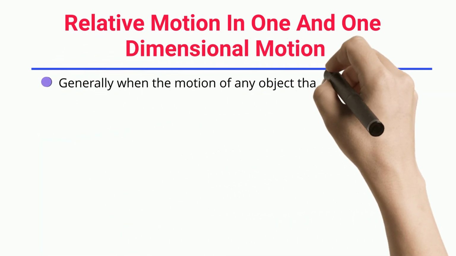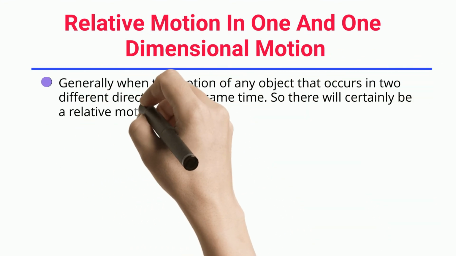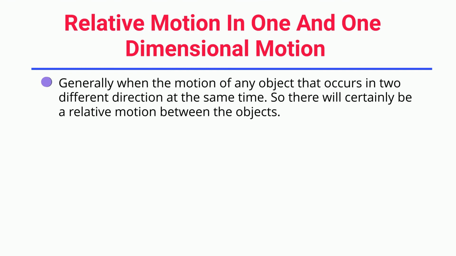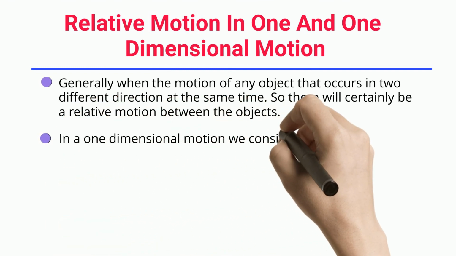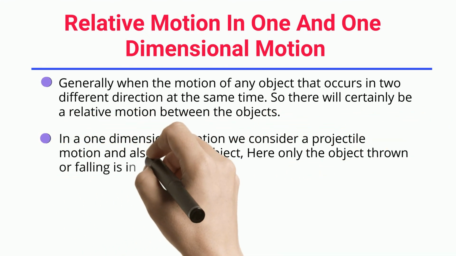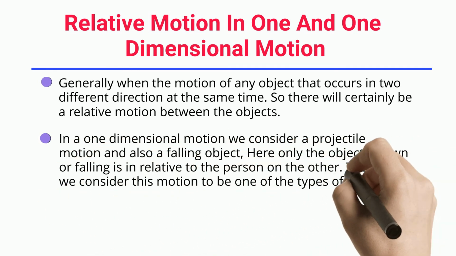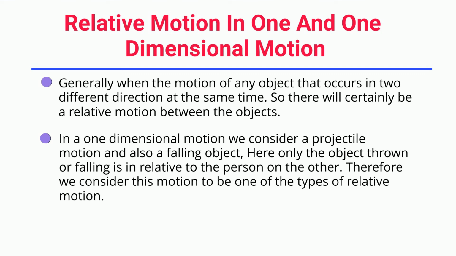Generally, this is the motion of any object that occurs in two different directions at the same time. So there will certainly be a relative motion between the objects. In a one-dimensional motion, we consider a projectile motion and also a falling object. Here only the object thrown or falling is relative to the person on the other end. Therefore, we consider this motion to be one of the types of relative motion.